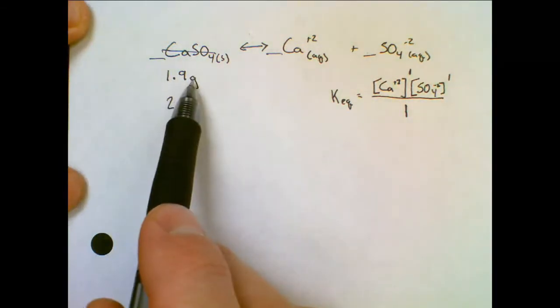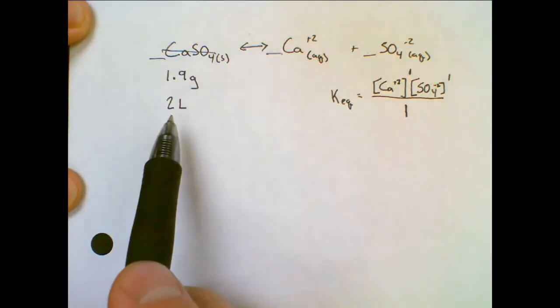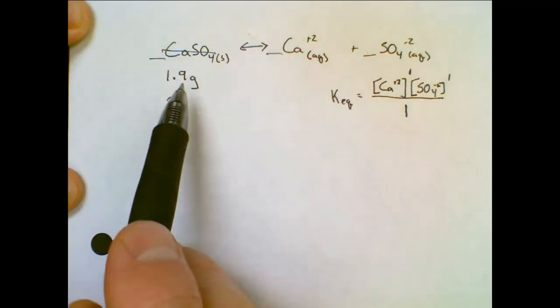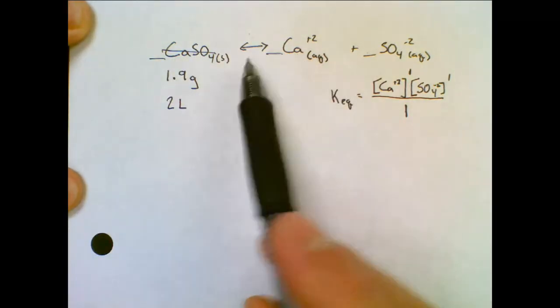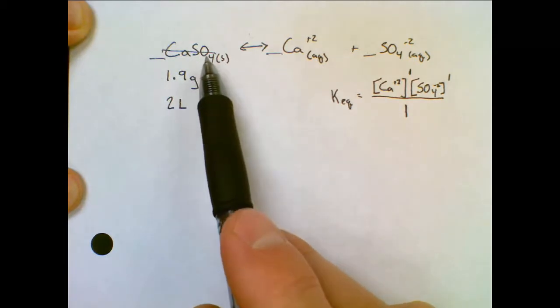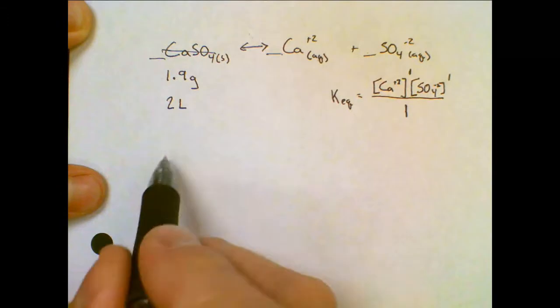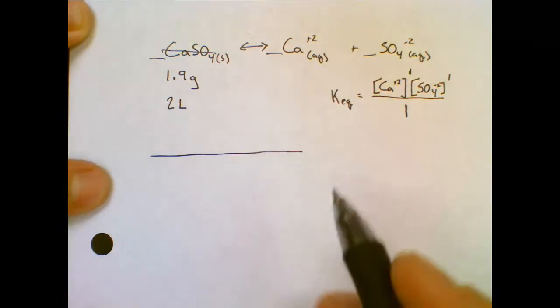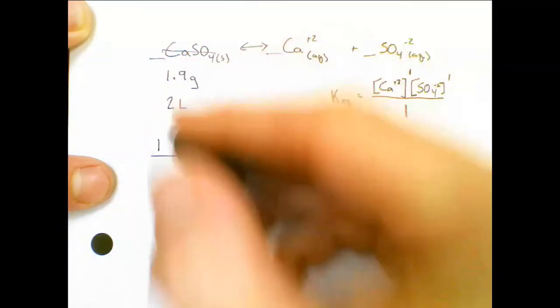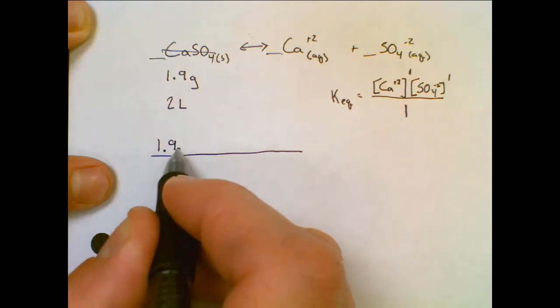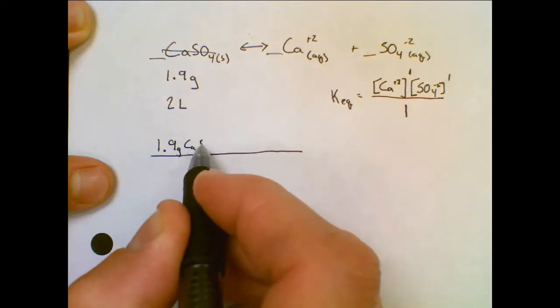I know that I have 1.9 grams of calcium sulfate, it's all going to dissolve. So I can use this information in order to calculate my molarity of my calcium sulfate and also my molarity of calcium ions and molarity of sulfate ions. To start though, going to go with my 1.9 grams of calcium sulfate.